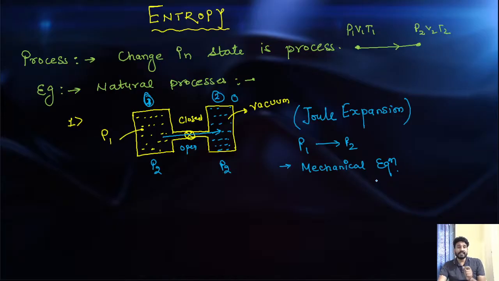Now what is the direction of this process? This process is going from higher pressure to low pressure. So this direction of the process is decided by what? It is decided by the equilibrium. So every process is going towards its equilibrium. Okay, right? Am I clear with this?